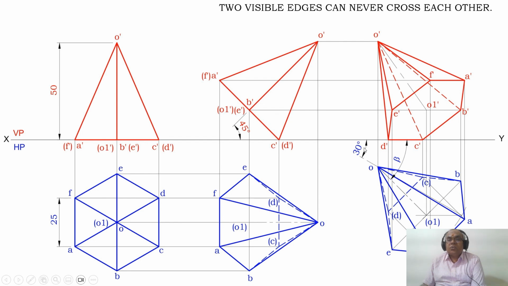C dash O dash, beta inclination, so 30 degrees to VP. Since it is 30 degrees to VP and the axis is inclined at 45 degrees to HP, I need to find out the beta inclination that we have found out here. And since one of the base edges is resting on HP, which is C dash D dash, and it is a hexagonal pyramid of 25 mm base edge, and the height of the pyramid is 50 mm. Since we have incorporated all the data which was given in the problem to find the solution, our problem is right.